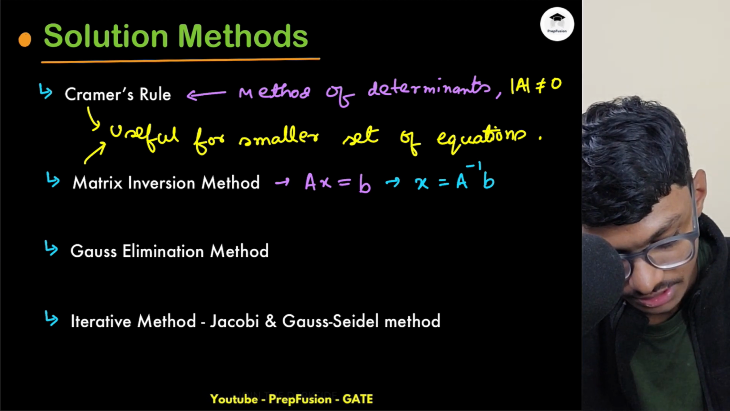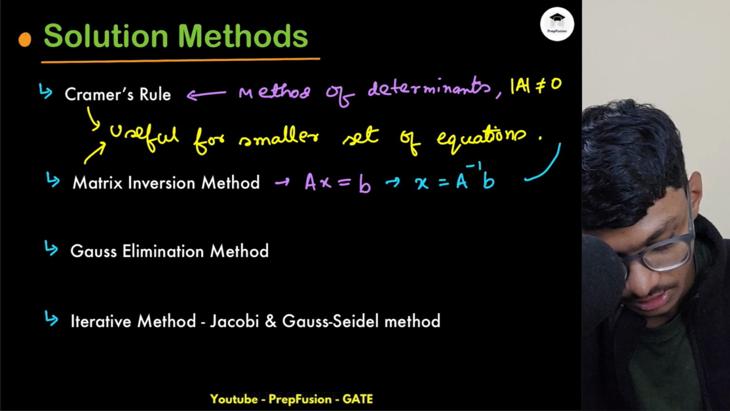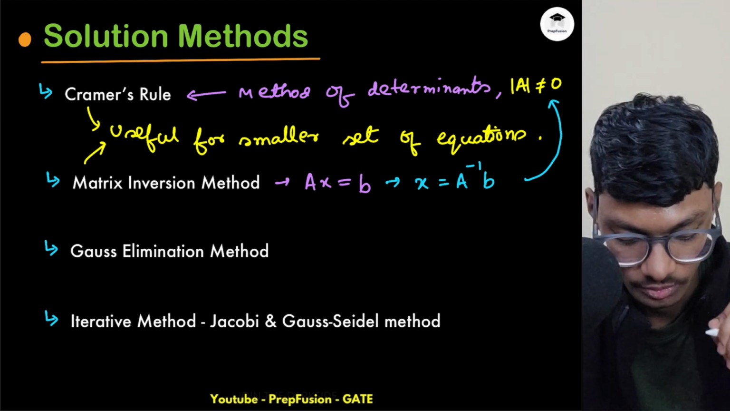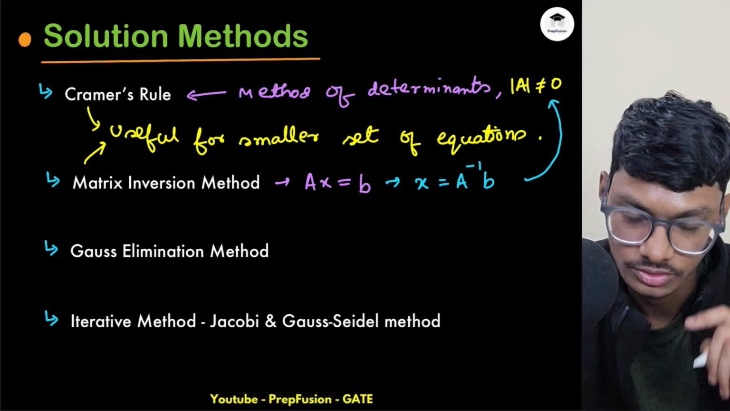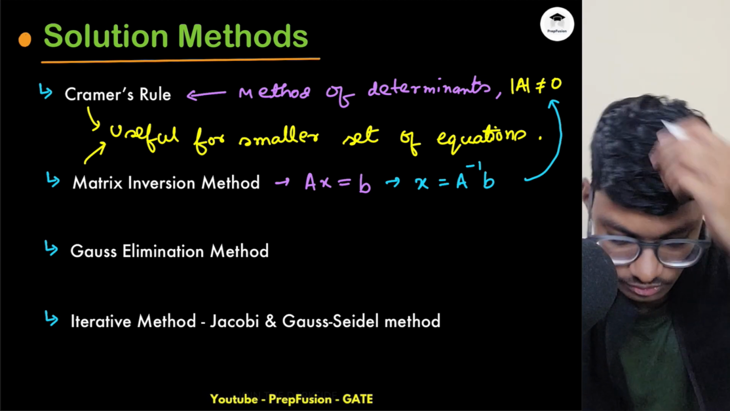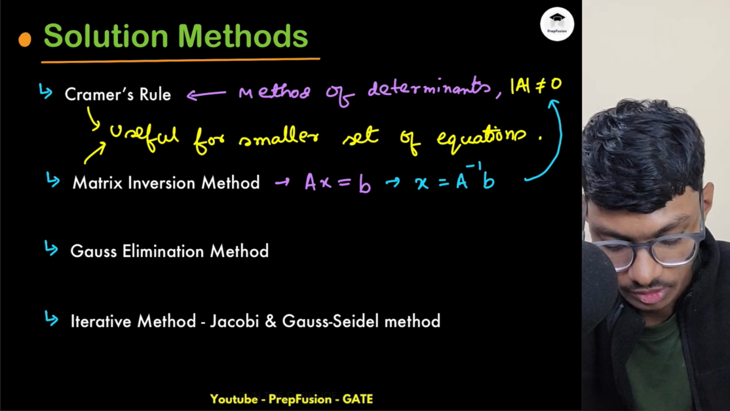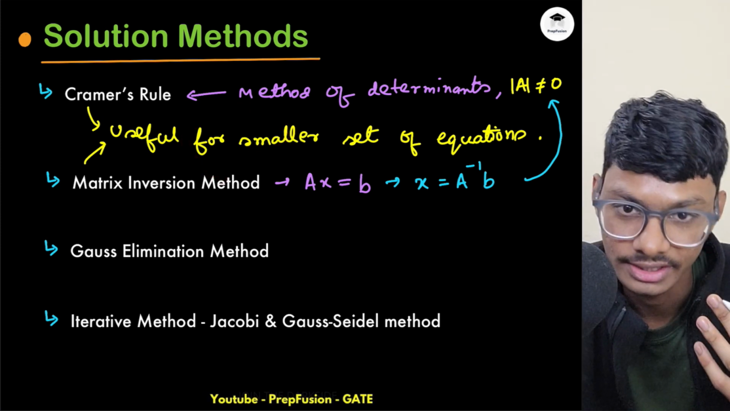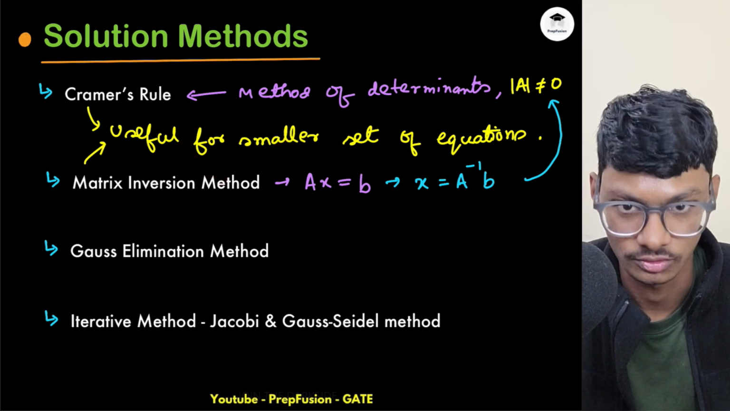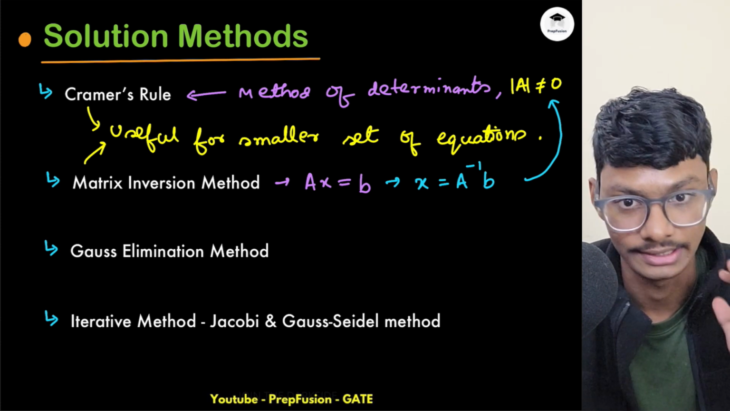So here if you know the inverse, then obviously we can solve this, but again it has to follow the same condition that the determinant of A should not be equal to zero. So this also has to follow the same condition for a solution to exist. This is also suitable for a smaller set of equations, because finding the inverse for a 4 by 4, 5 by 4, or 5 by 5 matrix is not that easy.